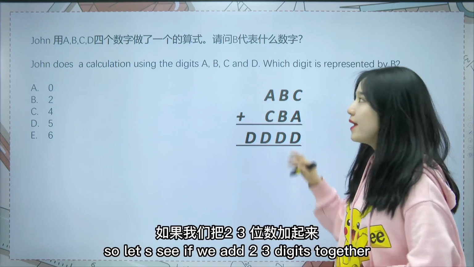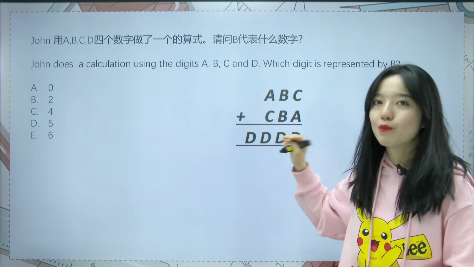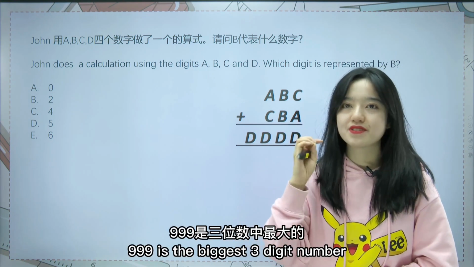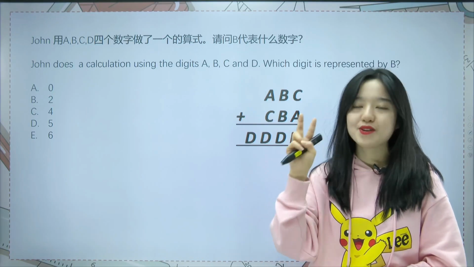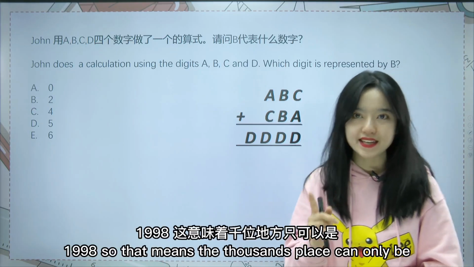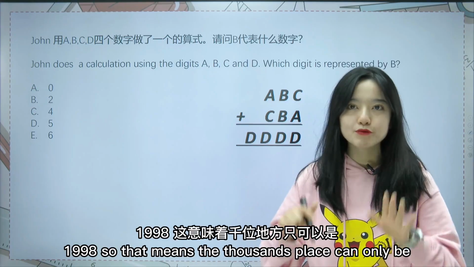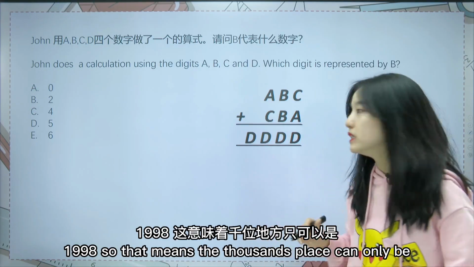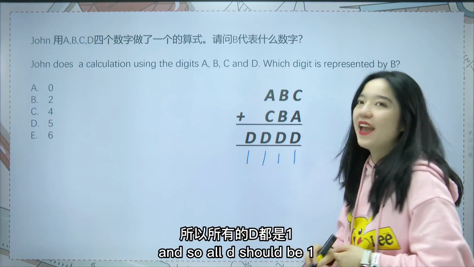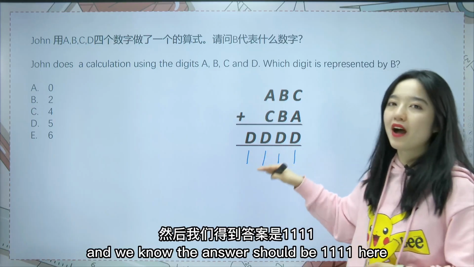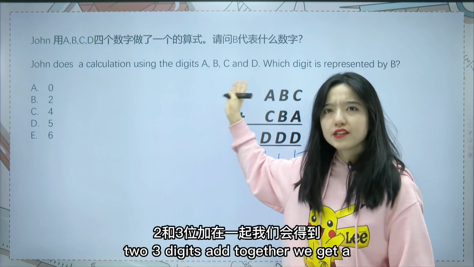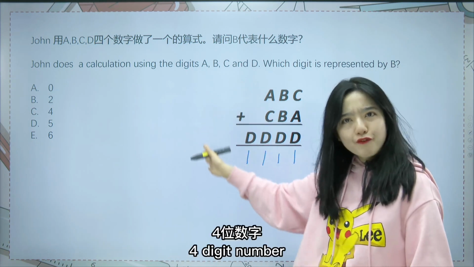So let's see, if we add the three digits together, what is the biggest sum we can get? 999 is the biggest three-digit number, and 999 added together, we can get 1998. So that means the thousands place can only be 1 here. And so our D should be 1, and we know the answer should be 1111 here.